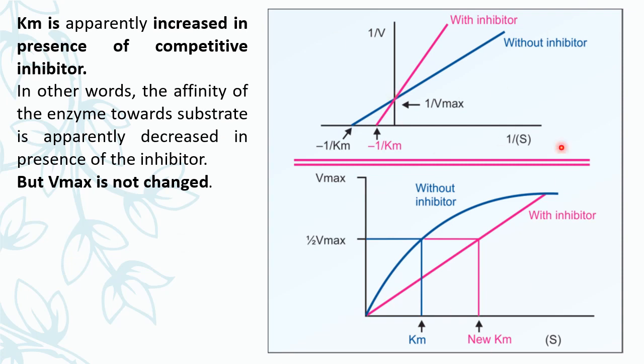So here is the depiction of the curve for competitive inhibition. This blue line denotes the enzyme reaction without inhibitor. If inhibitor is added, then what happens? Here 1 by Vmax, Vmax remains unchanged, so here also the Vmax point is the same. This is the Vmax point, but Km increased. Km increased means minus 1 by Km decreased. So this is the Lineweaver-Burk plot, and here is the depiction of the Michaelis-Menten plot.